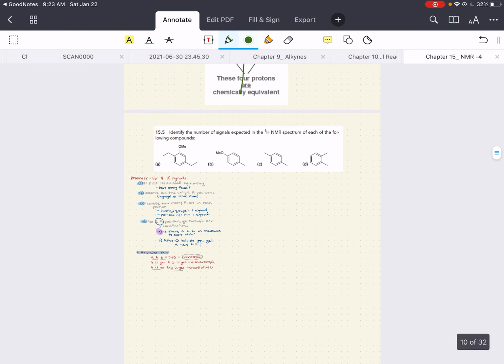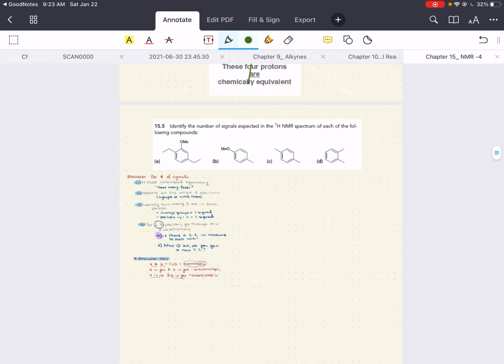So that's exactly what we're going to do. We're going to jump into some practice problems. We're going to do a few of these. First, we're going to identify the number of unique signals each of these molecules has. We're going to take everything we've learned and figure out how many unique signals a molecule has.